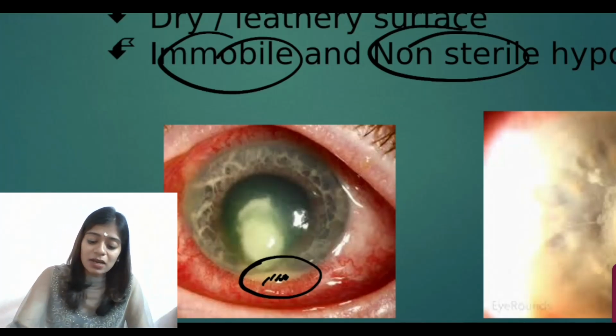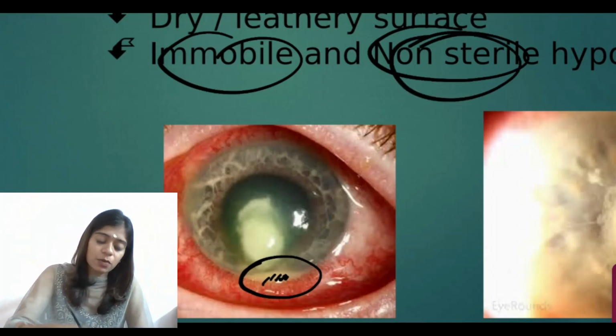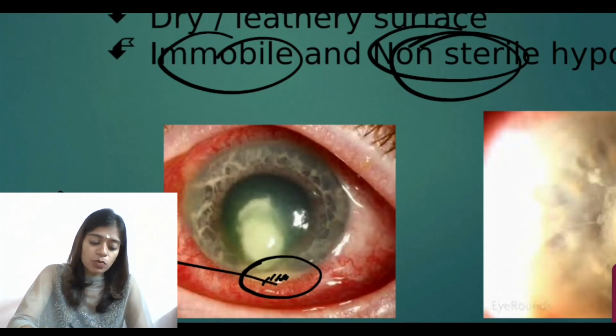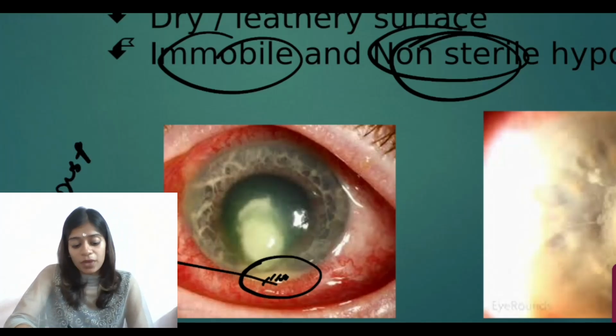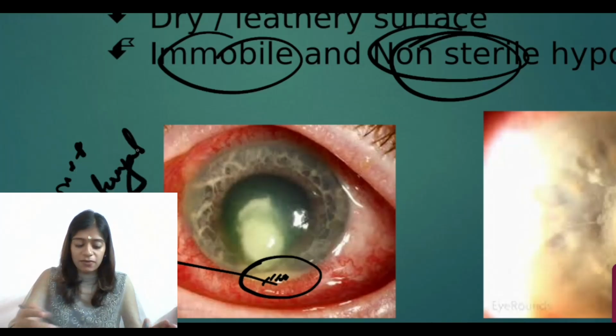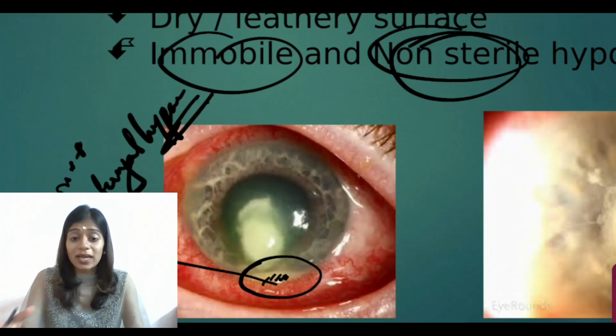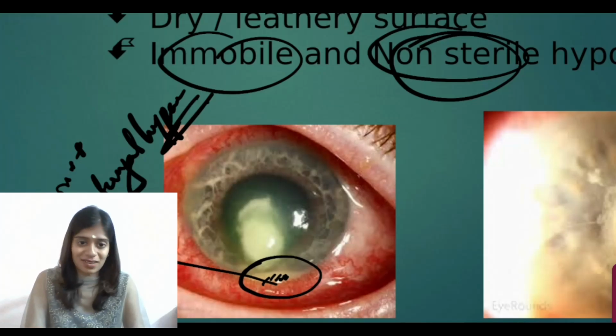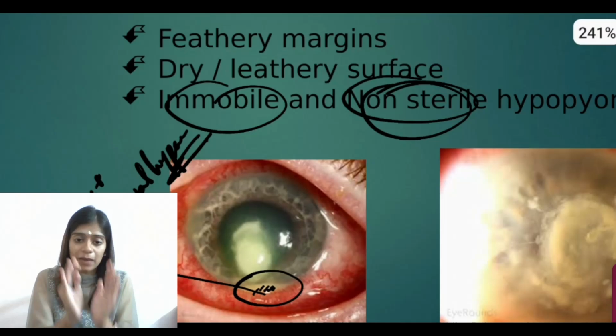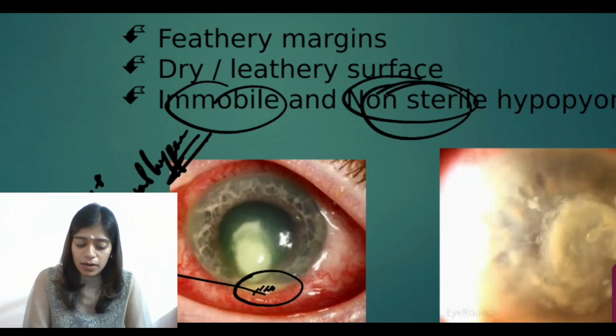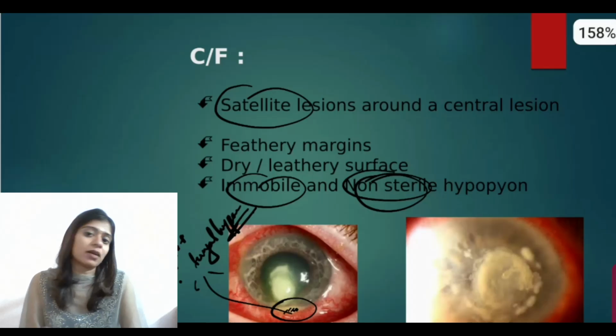Second, it is non-sterile. Non-sterile means when I examine this hypopyon, there is going to be pus and there is going to be fungal hyphae. That's why I call it non-sterile. You can see fungal hyphae in the hypopyon when you examine it. Alright, so that is about your fungal corneal ulcer.